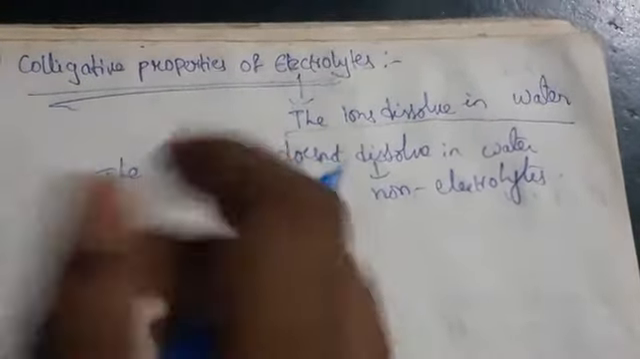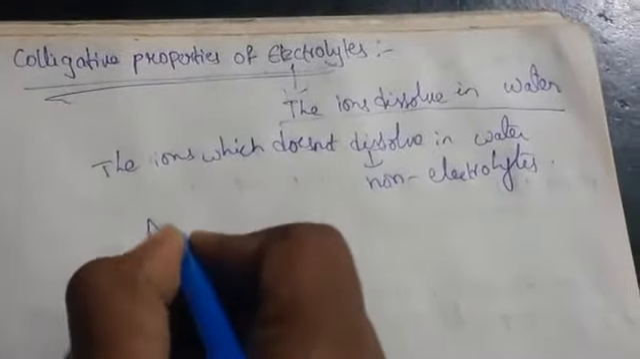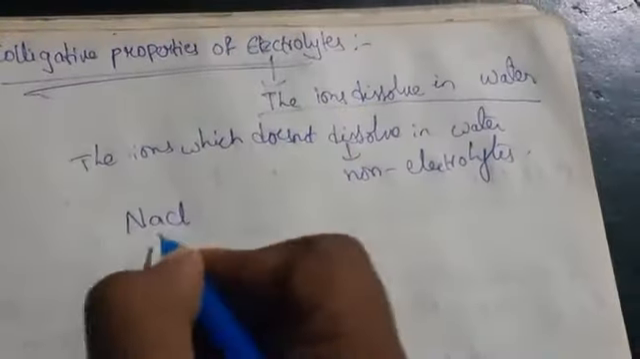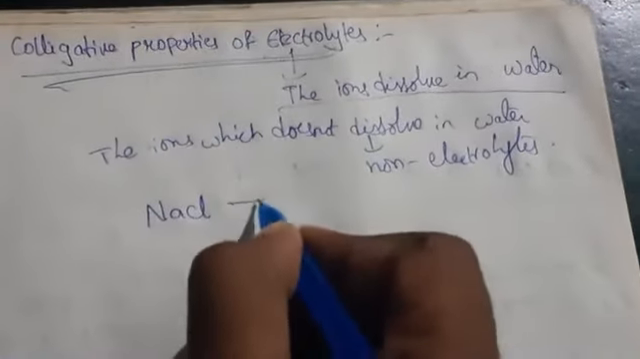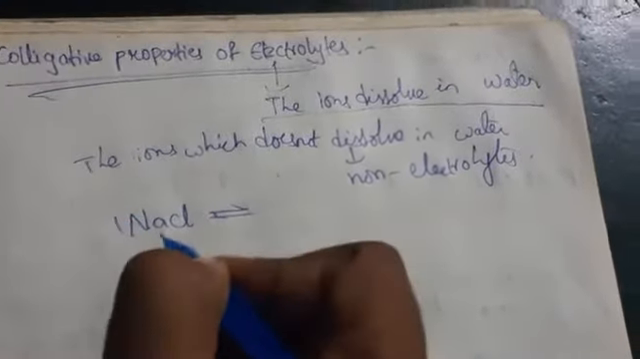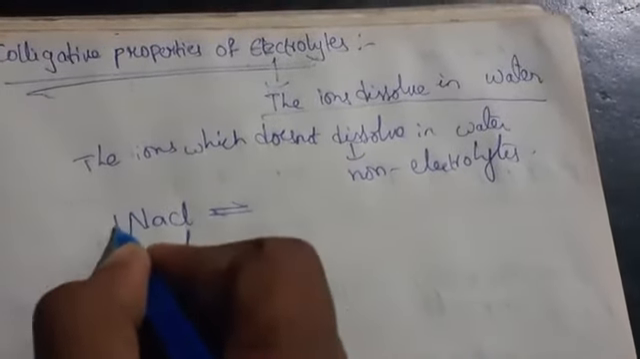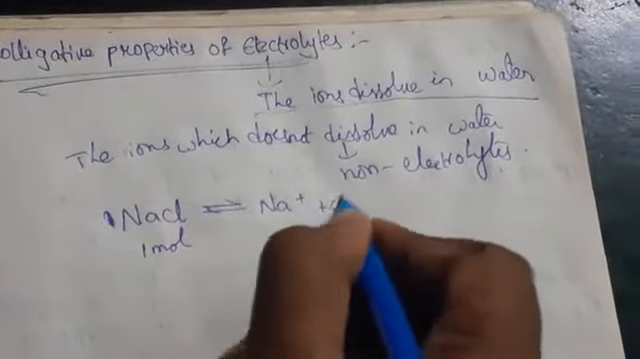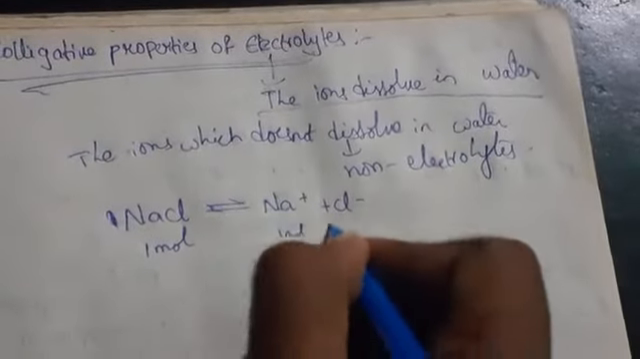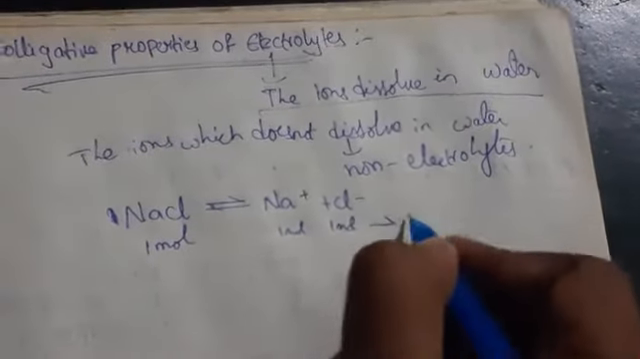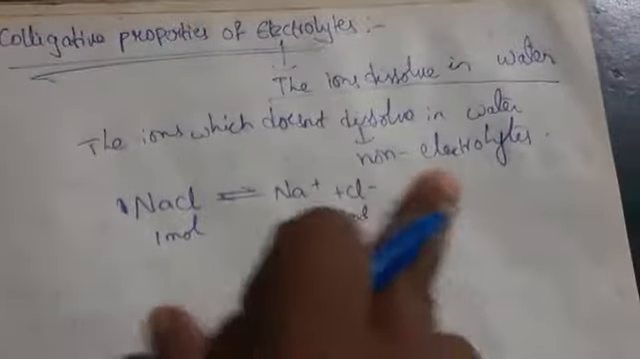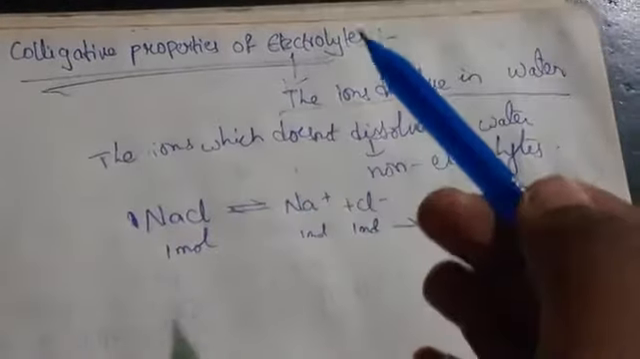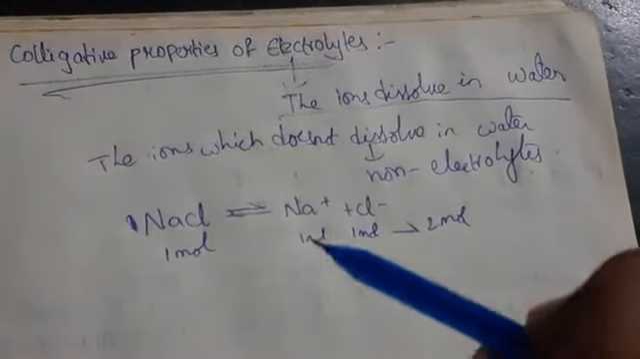So here, for example, I am taking NaCl, sodium chloride salt. This is only 1 mole. NaCl is 1 mole, and it is dissociating into Na plus and Cl minus. This is 1 mole and this is 1 mole. Means what it is giving? 2 moles.